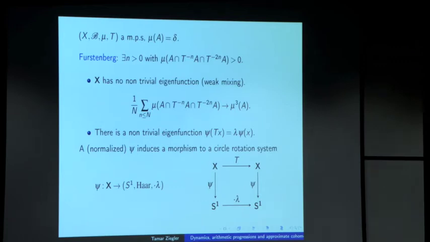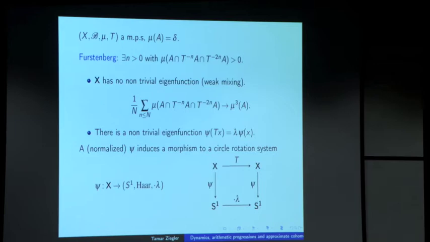and what you can do is, if you have a non-trivial eigenfunction, then this automatically gives you a morphism to a rotation system. So on top you have the map from X to X, that's the original T, and then you can normalize your eigenfunction to have norm 1, which induces a map to the unit circle. To say that it's an eigenfunction says exactly that on the bottom system, the unit circle, while upstairs I'm moving by T, downstairs I'm simply rotating by lambda.